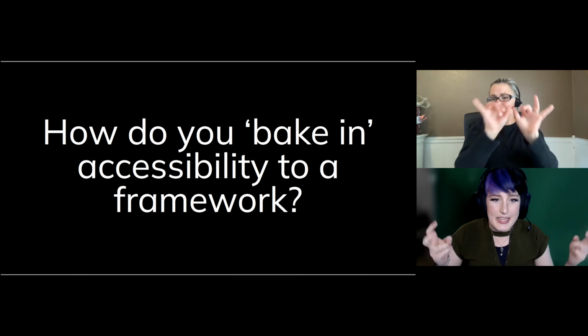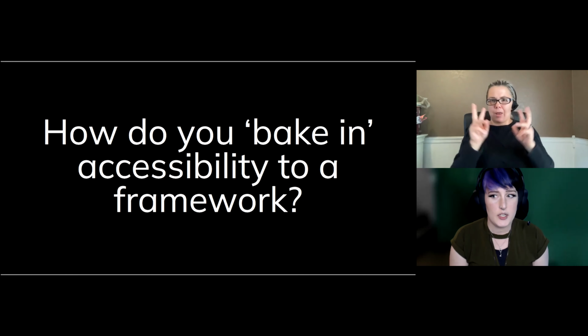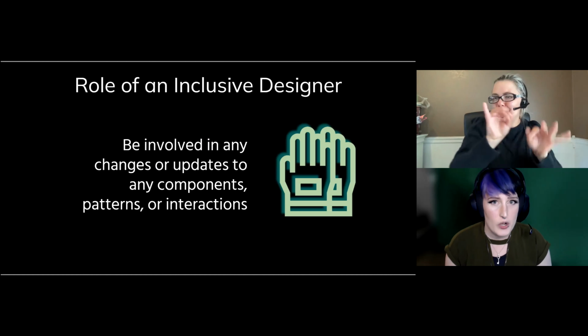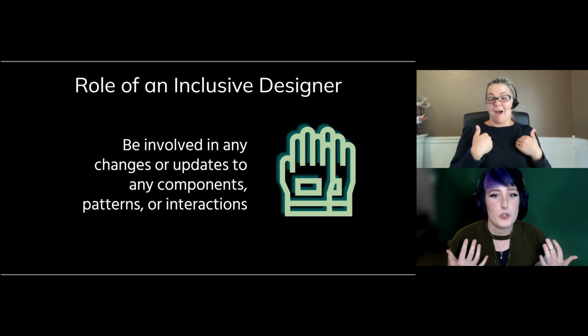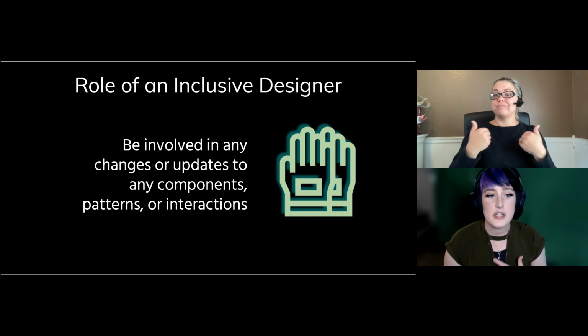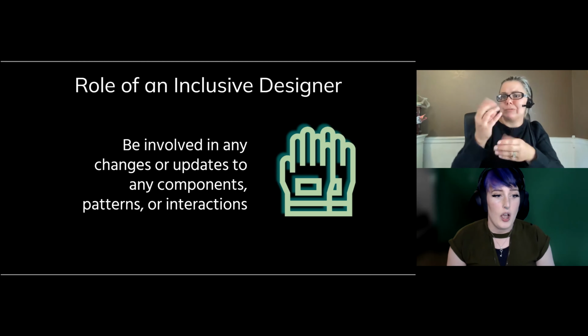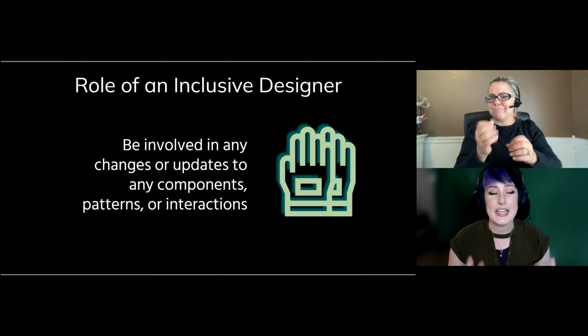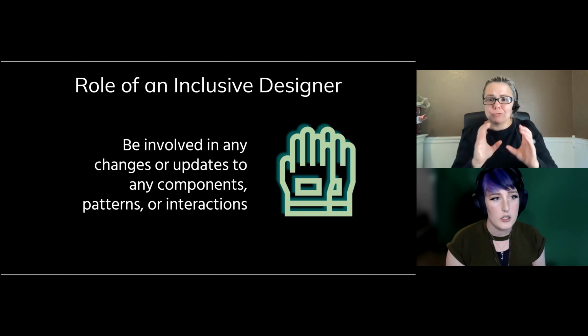So how do you bake accessibility into a framework? Well, you do it by having an inclusive designer working in the system. So you do it by having somebody who does inclusive design work and they're involved in all the changes, updates to any components, patterns, or interactions. That's basically it. You just have to have someone in there doing the work.